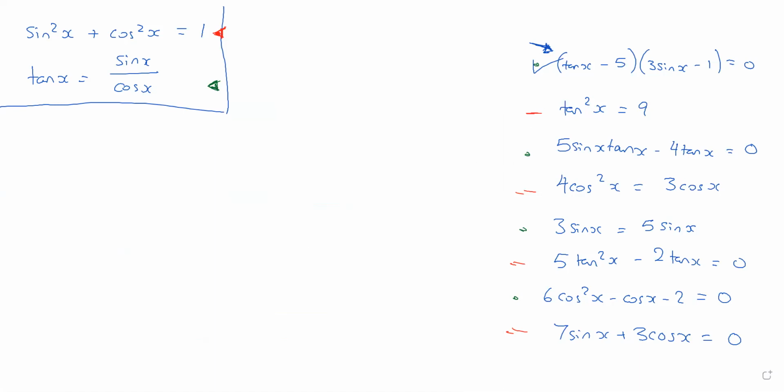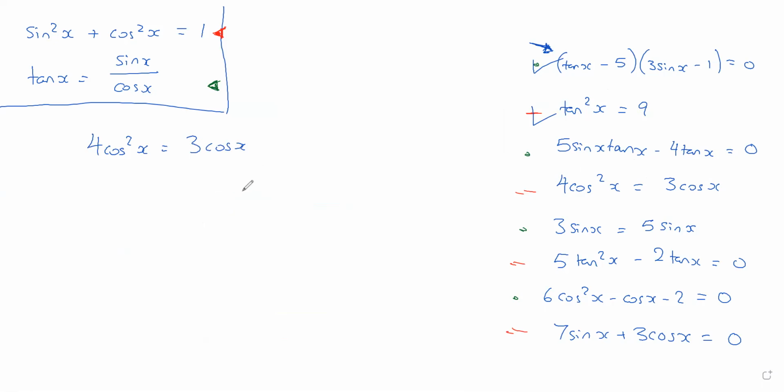Okay, so that one is now done. I'll come back to this one in a second, okay? This one's more interesting. So let's have a look at this one now. You've got 4 cos squared x equals 3 cos x. Now, I'm going to do this first in the right way, and then I'm going to show you a common mistake which a lot of people make.